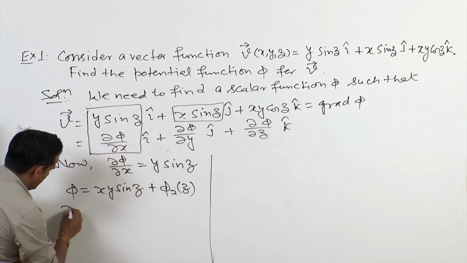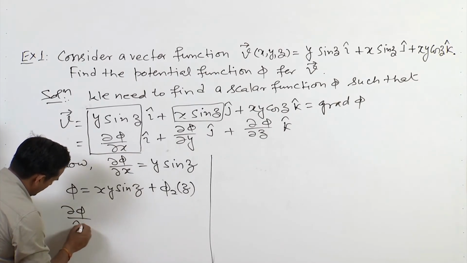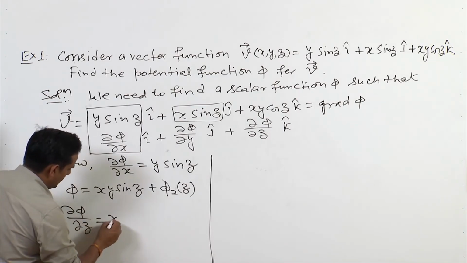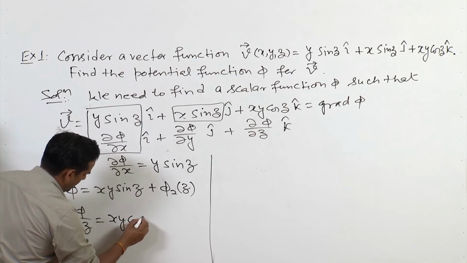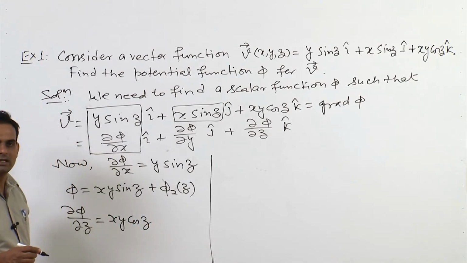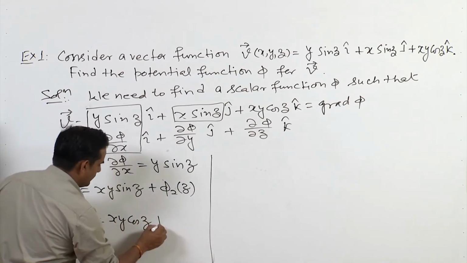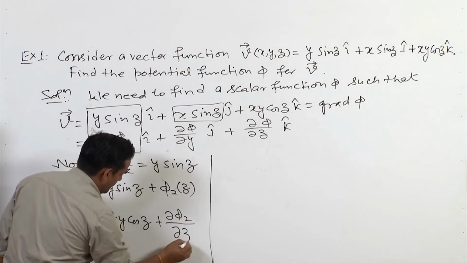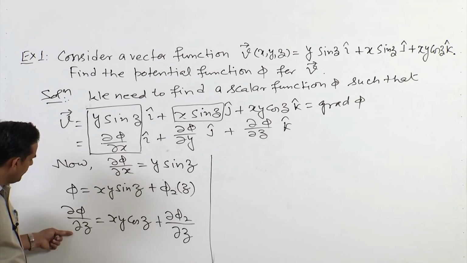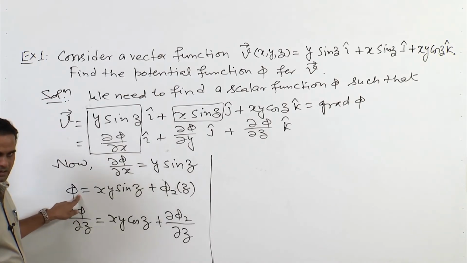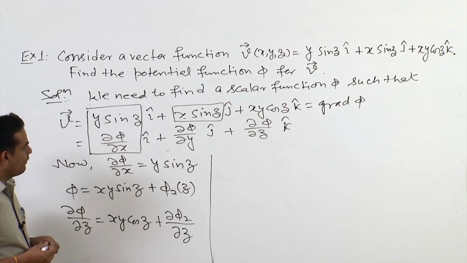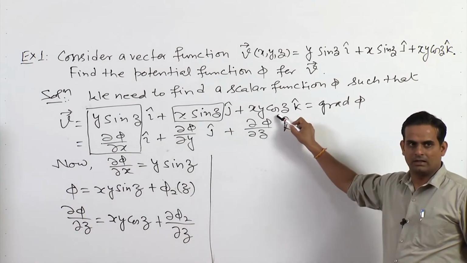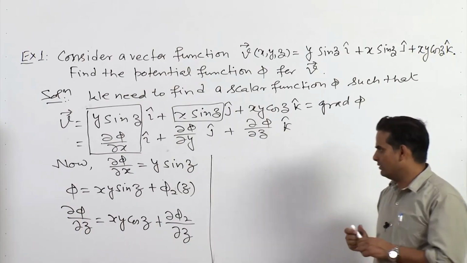So, calculate del phi over del z from here. So, del phi over del z will become xy cos z plus del phi 2 over del z. So, this is del phi over del z we are getting from this phi. One del phi over del z we are getting from the given vector. So, let us compare these two.